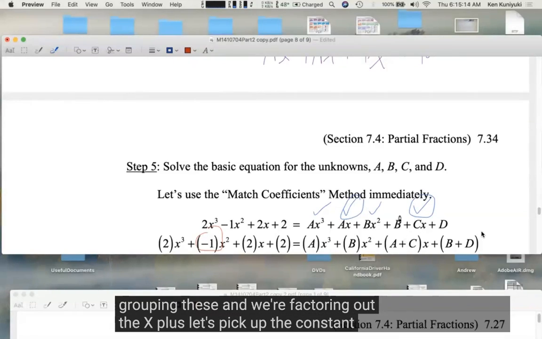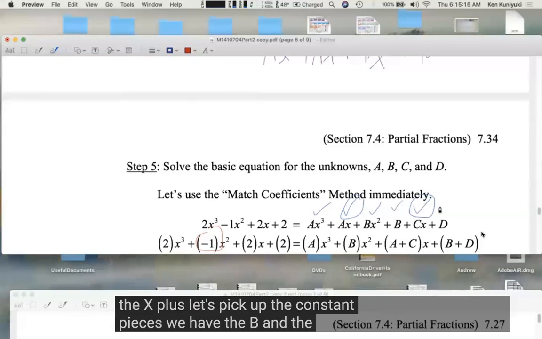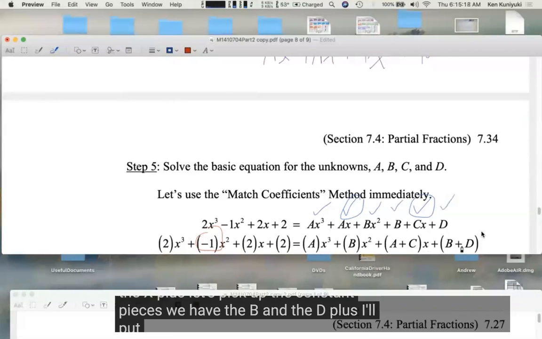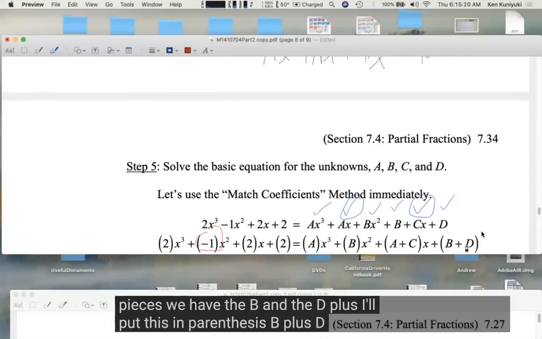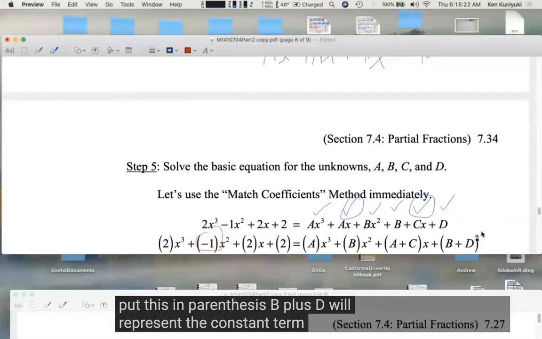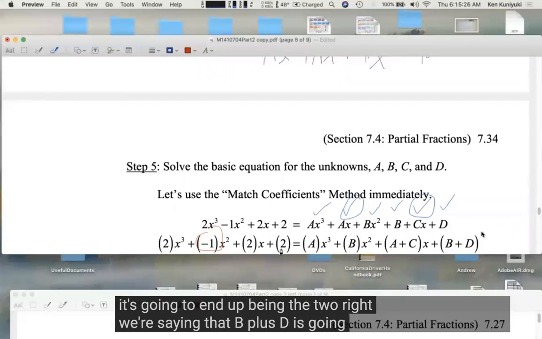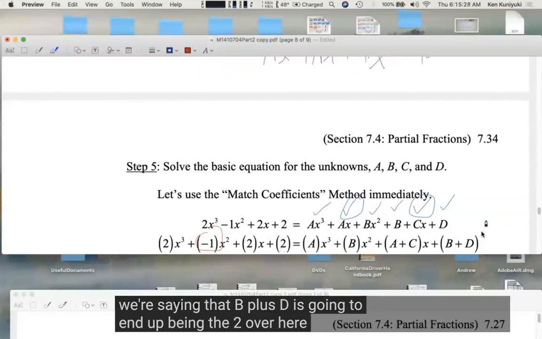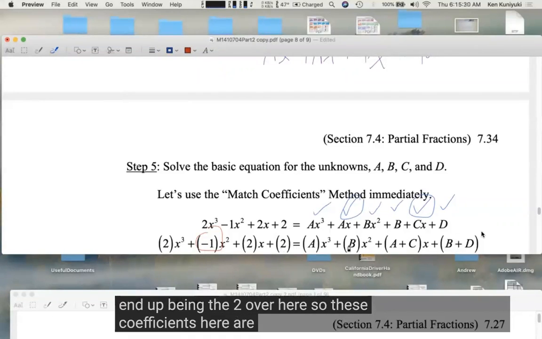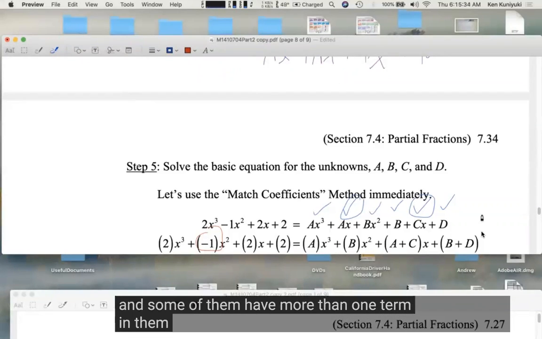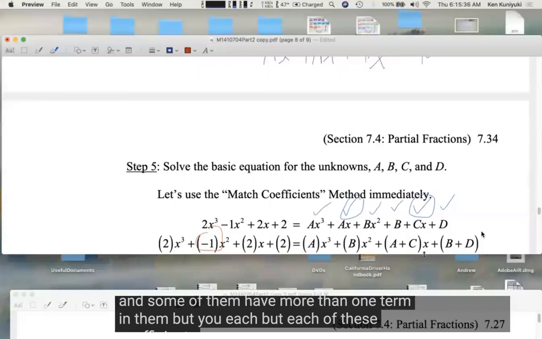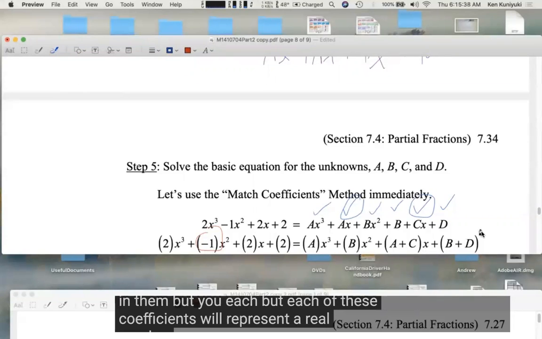Plus, let's pick up the constant pieces. We have the b and the d. Plus, I'll put this in parentheses, b plus d will represent the constant term. Actually, it's going to end up being the 2. We're saying that b plus d is going to end up being the 2 over here. So these coefficients here are all in parentheses, and some of them have more than one term in them. But each of these coefficients will represent a real number.